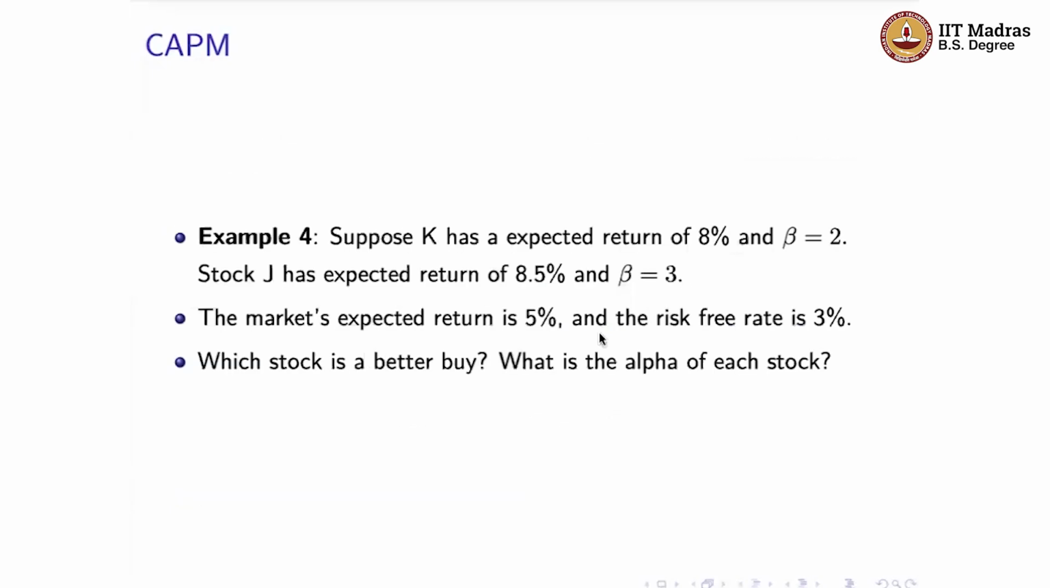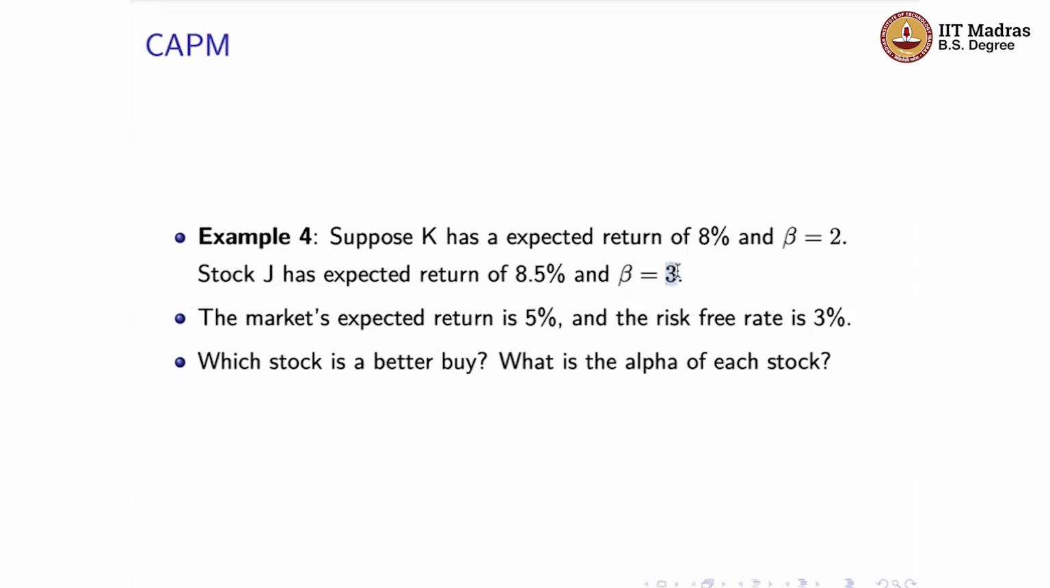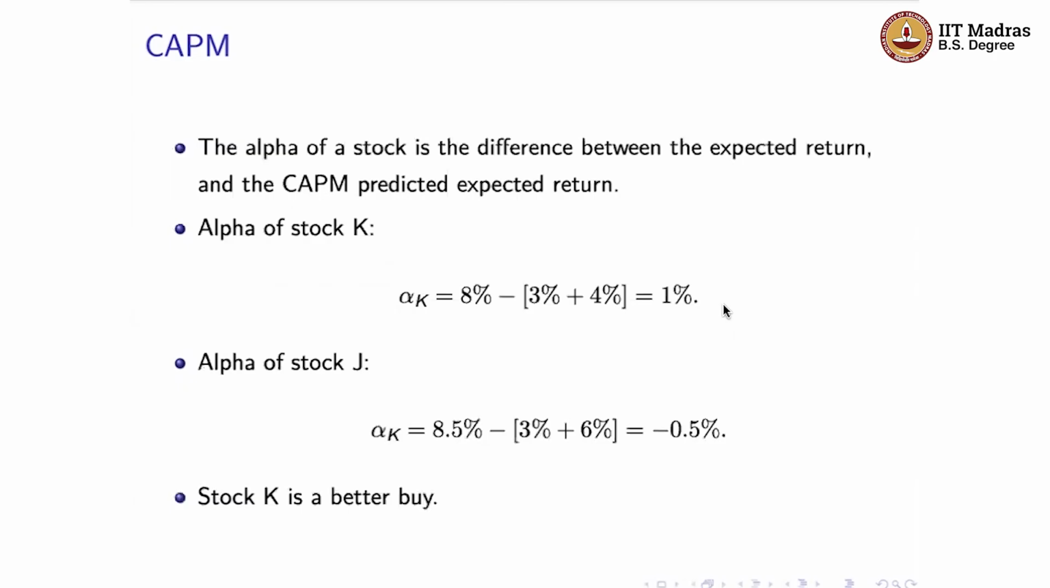Okay, what about alpha of stock J? Again, we do the same thing. We know the expected rate of return, that's the 8.5%. We know how to calculate the expected rate of return according to CAPM. That's going to be the risk-free rate, the 3%, plus beta times the equity premium. Beta is 3, equity premium is 2%, so you end up getting the 6% here. And so alpha is minus 0.5%.